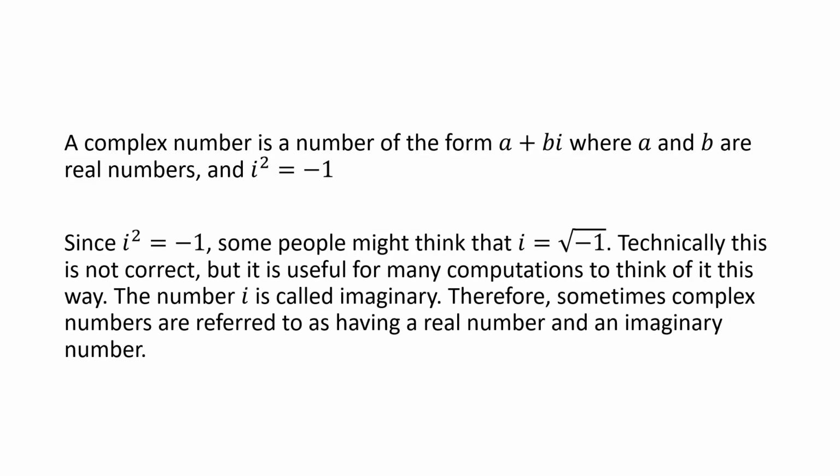A complex number is a number of the form a plus bi, where a and b are real numbers, and i squared equals -1. Since i squared equals -1, some people might think that i equals the square root of -1. Technically, this is not correct, but it is useful for many computations to think of it this way. The number i is called imaginary, and therefore sometimes complex numbers are referred to as having a real number component and an imaginary number component.